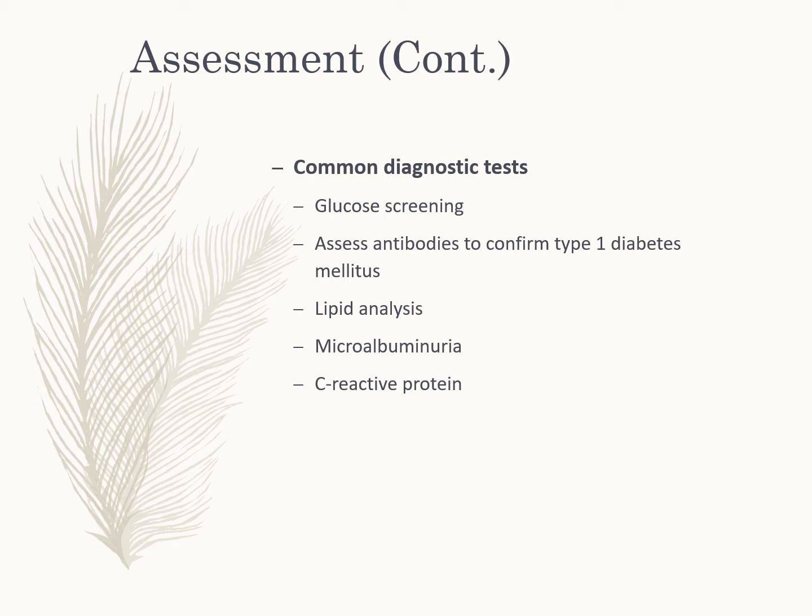For antibody testing, the assessment of antibodies is used to confirm type 1 diabetes. The most common test is the glutamic acid decarboxylase antibody test. A C-peptide test, which is an indirect measure of insulin levels, and fasting insulin level may be measured to help determine the quantity of residual insulin production.